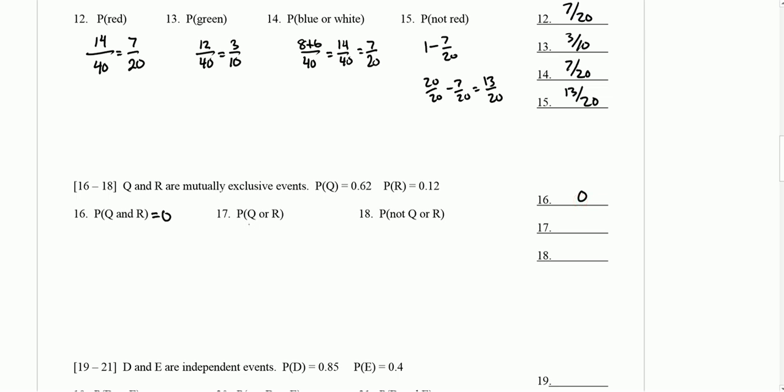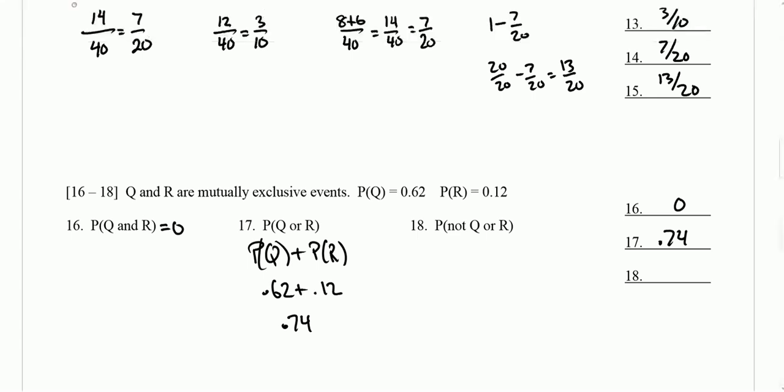Because they're mutually exclusive, we can find the probability of Q or R by adding the probability of Q and the probability of R. So 0.62 plus 0.12, which is 0.74. Not Q or R.